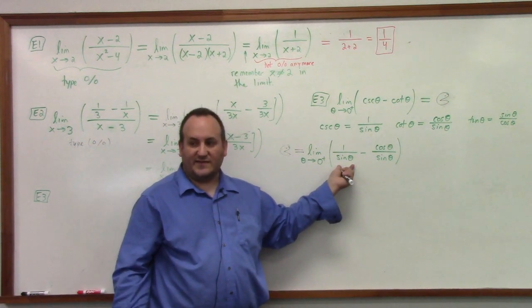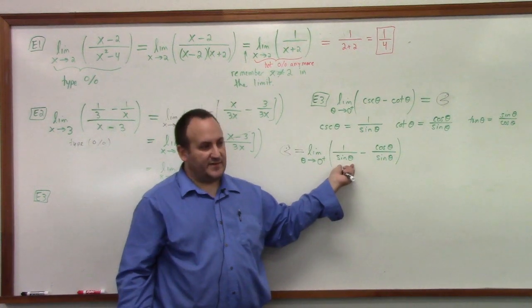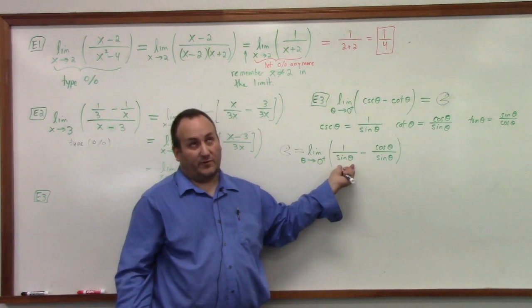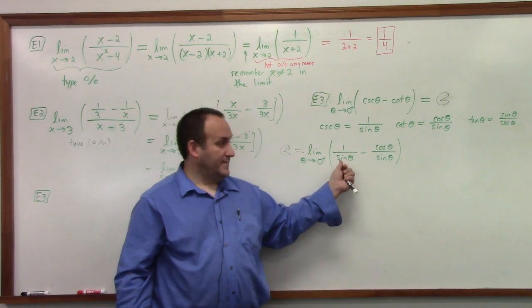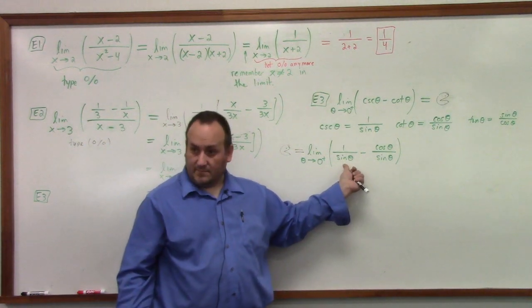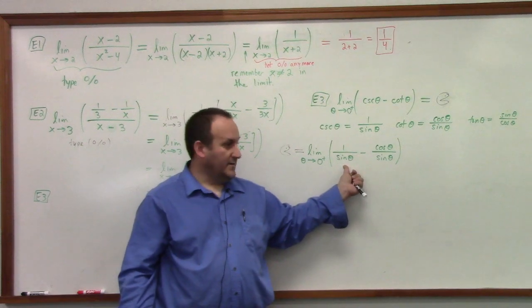Like 1 over 0.1 is 10, right? 1 over 0.01 is 100. 1 over 0.001 is 1,000. 1 over 0.0001 is 10,000. And it just gets worse from there. This is going to infinity. And this ain't no better.